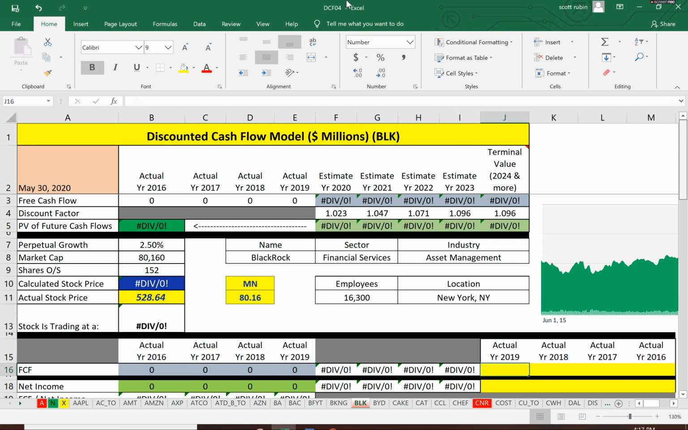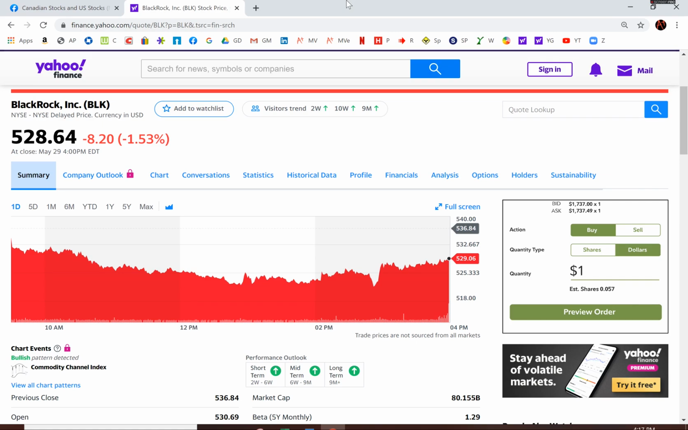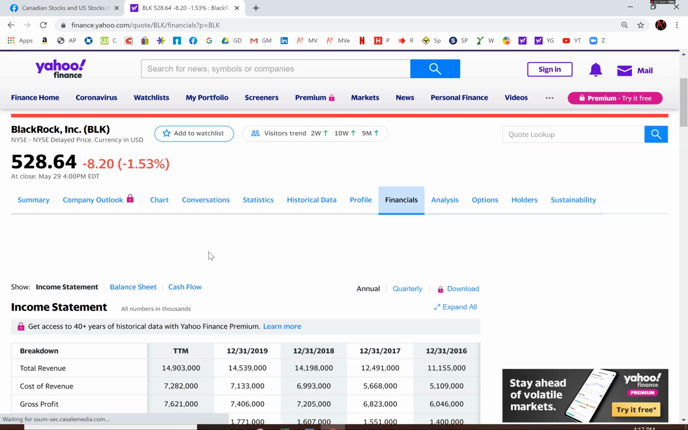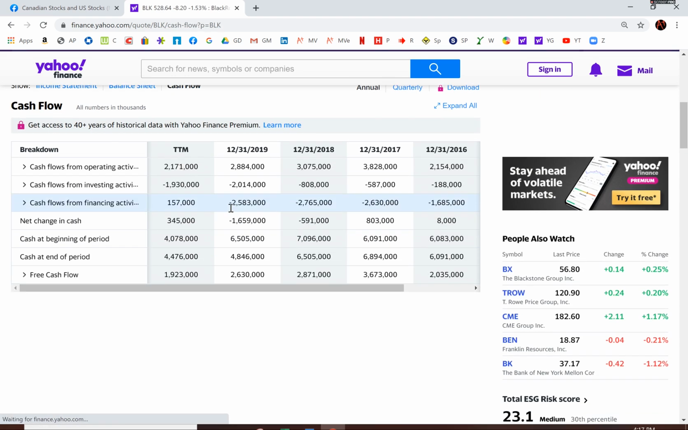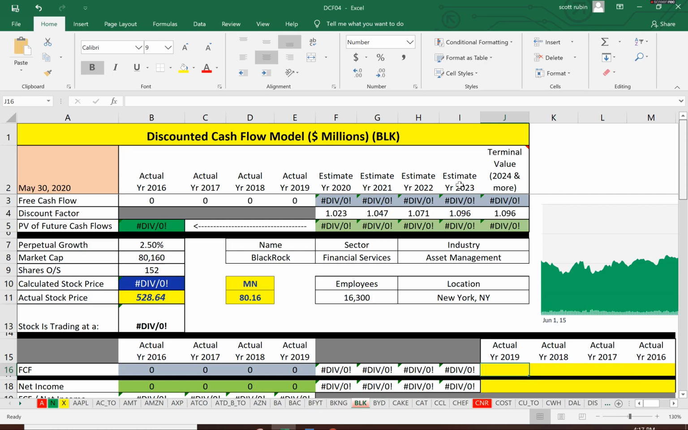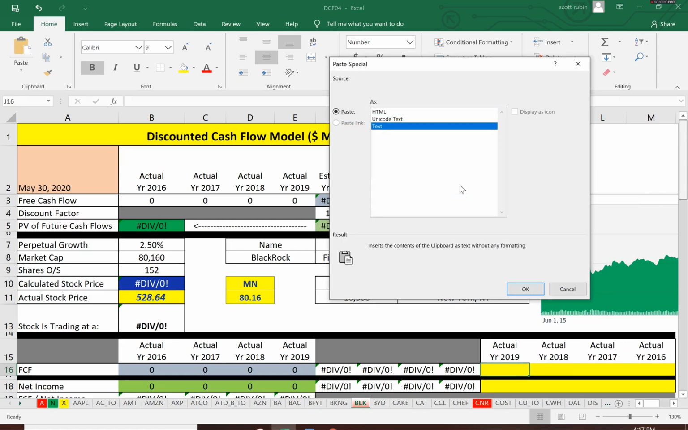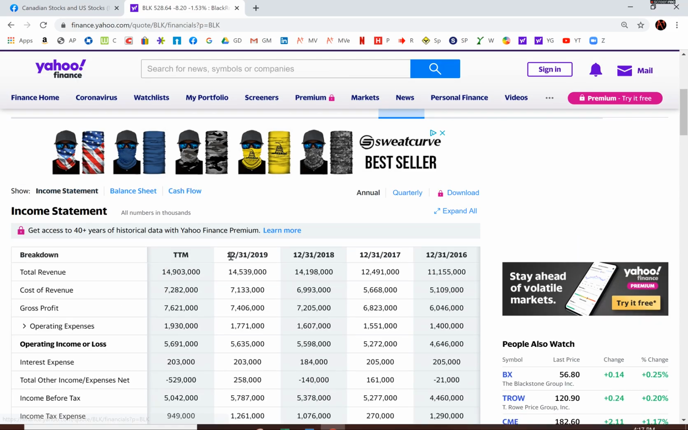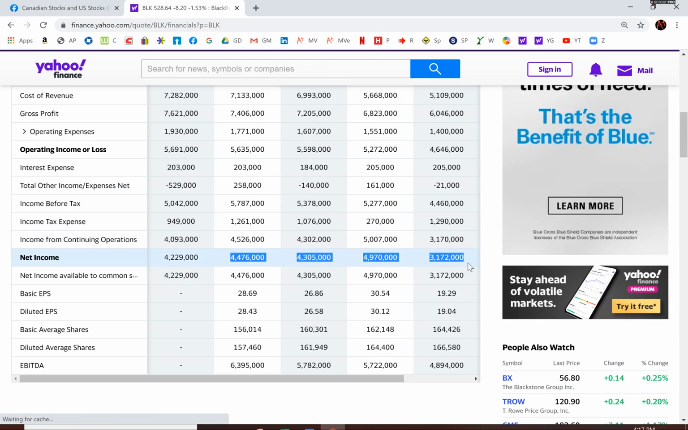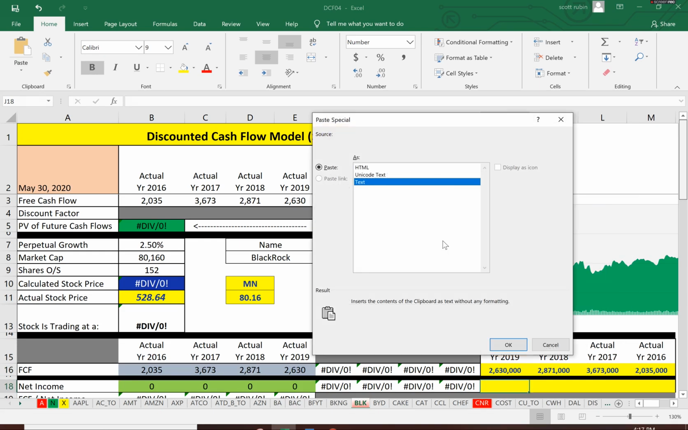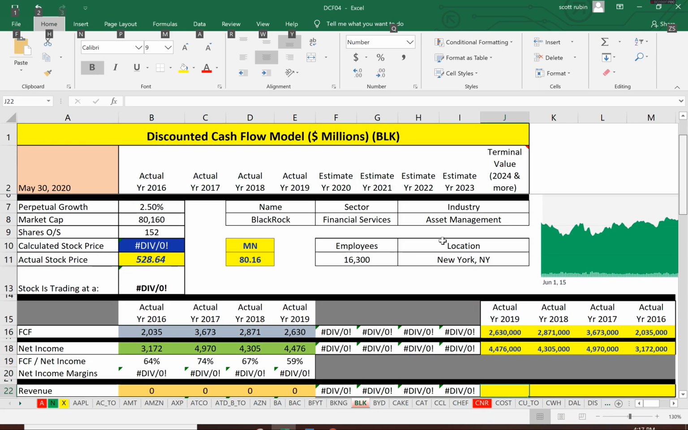And free cash flow is the best way to calculate the stock price for a company. You just estimate future free cash flows and discount back to today's dollars. So we can find this in Yahoo. And we're going to get 4 years of free cash flow. And then net income. And last is revenue.